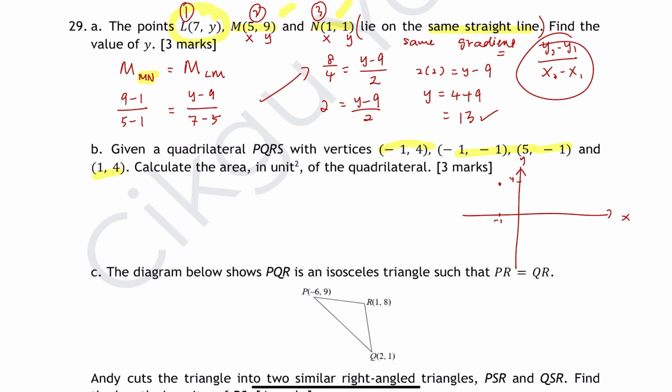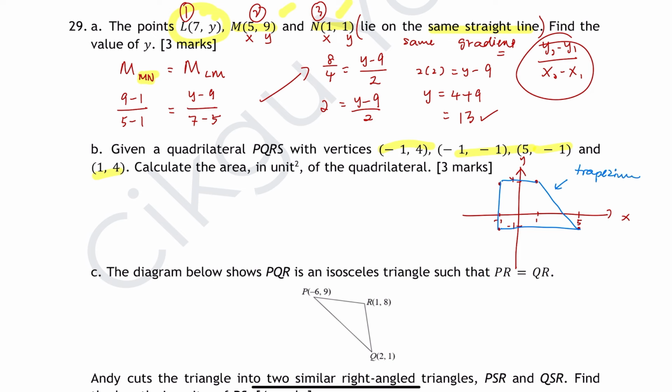Same idea will go to your -1, -1. Let's say this is my -1. I have another point here. 5, -1. So this is 5. 5, -1 is somewhere here. And you have 1, 4. So 1 is here, maybe. And 1, 4 is here. Right? So from here, you can actually see this part is actually your quadrilateral, and this is what we call a trapezium.